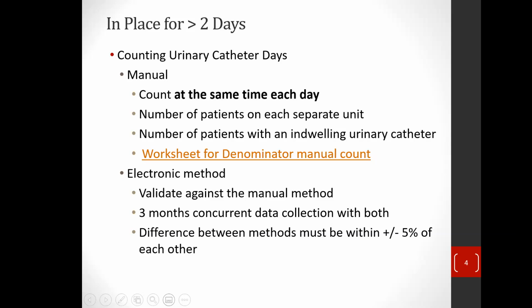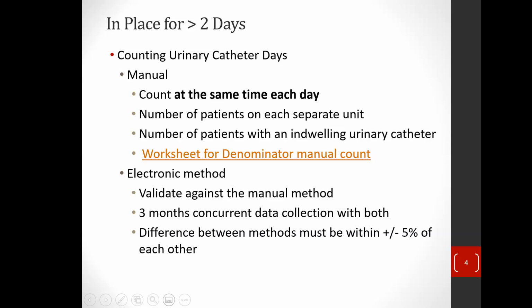They should be counted at the same time each day, and the number of patients have to be separated into their different units by the locations that you have divided your facility up to in setting up your NHSN database. And you only count the number of patients with an indwelling urinary catheter. NHSN has a nice worksheet in order to keep track of this if you do it manually.